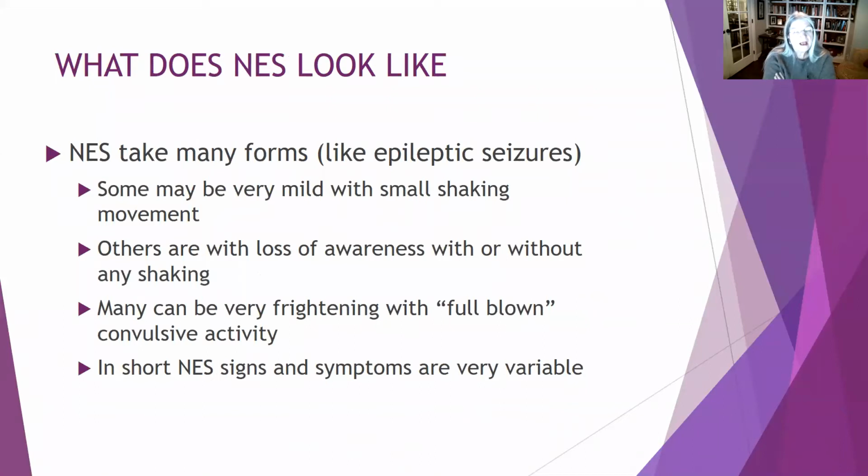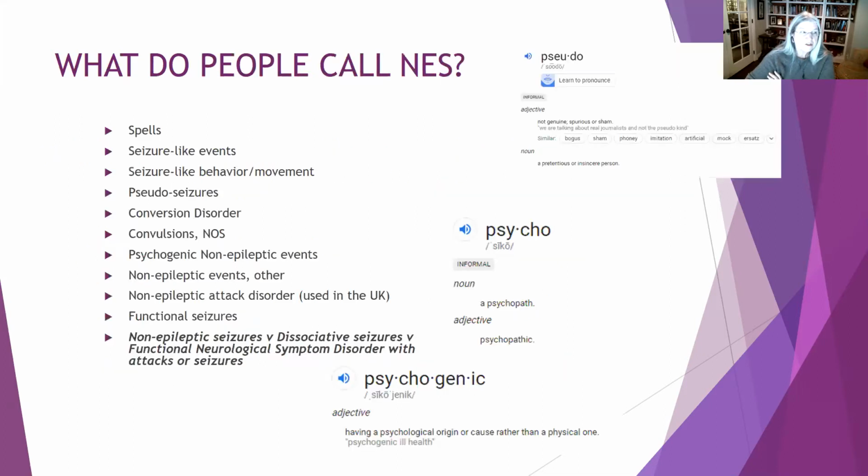So a lot of people ask me, well, what is an NES, what does a non-epileptic seizure look like? And I think it's really important, just as in epilepsy, to tell people that it takes many, many forms. We have patients who can have very mild events with just a little bit of shaking. We have people who have loss of awareness and they don't have any shaking at all, nothing visible. They just seem to be down for the count. People tell me, and the quotes are around "full blown," because that's what people will tell me, that they have full blown convulsive activity. And these are very frightening to both the patients and the loved ones, as are any of these events, frankly. In short, I think it's important to know that non-epileptic seizure signs and symptoms are very, very variable. And we see that certainly in our patient population.